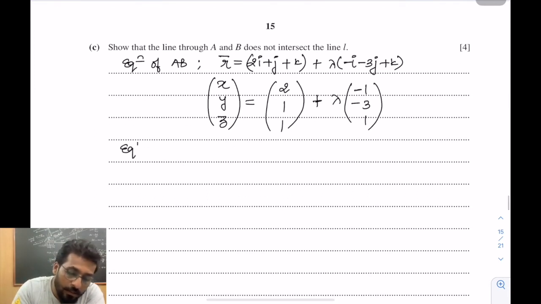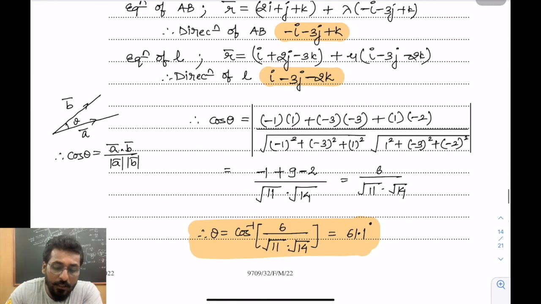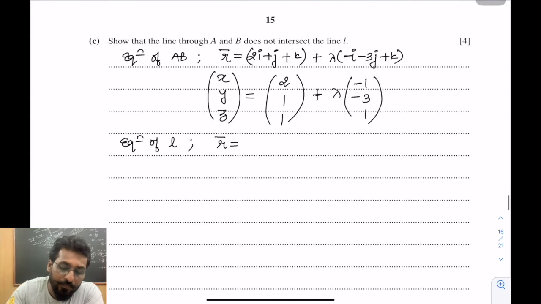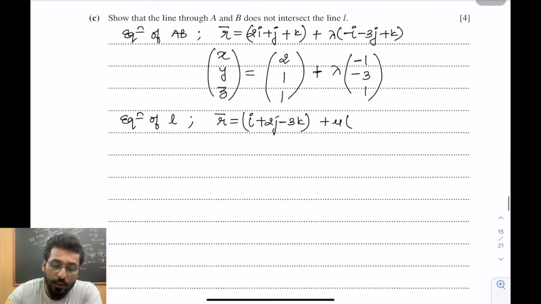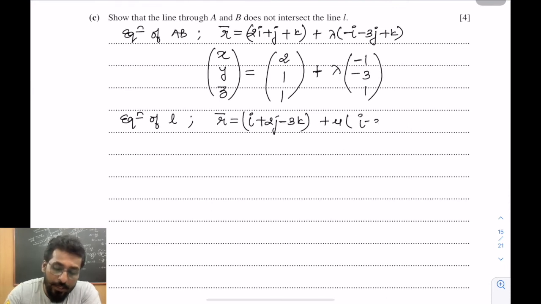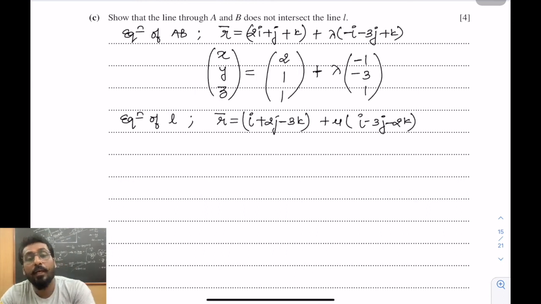Then the equation of line L. That's R bar is equal to what? The equation of line R bar is equal to i plus 2j minus 3k plus mu times of what do you have? i minus 3j minus 2k, right?